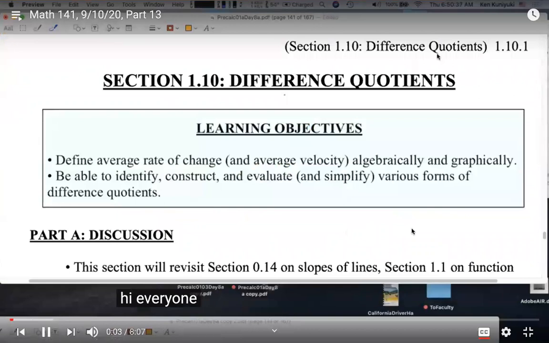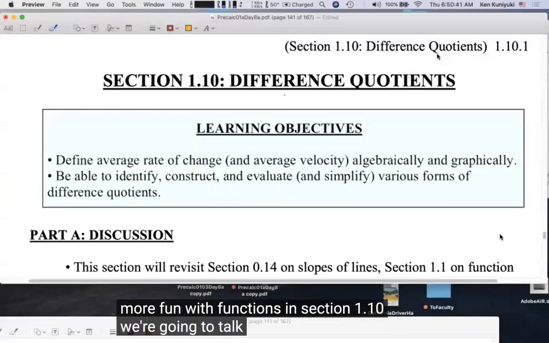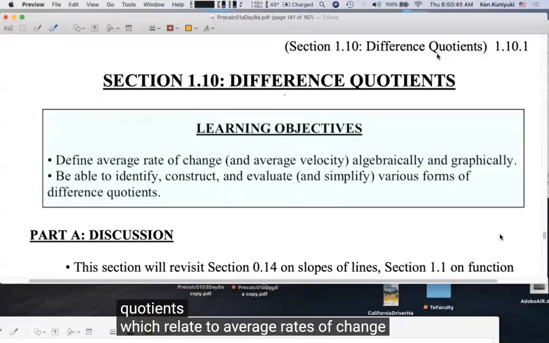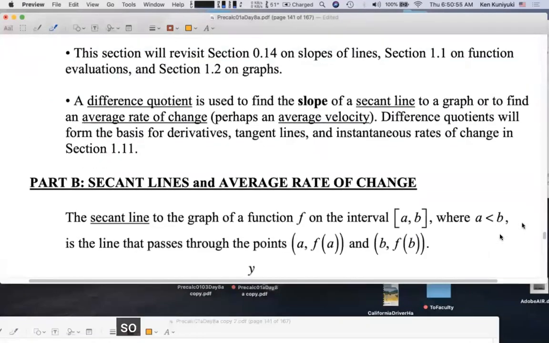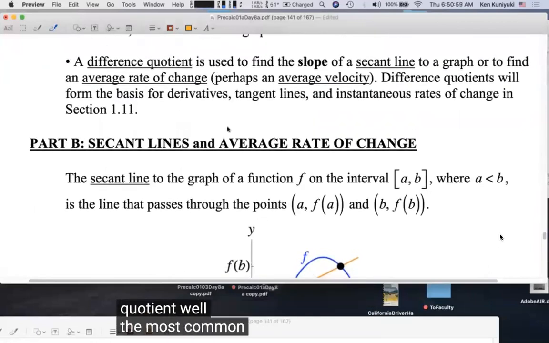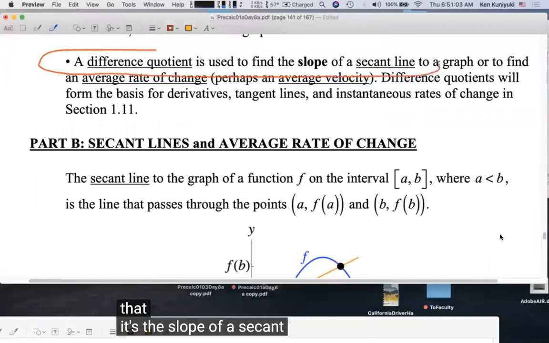Hi, everyone. More fun with functions. In section 1.10, we're going to talk about difference quotients, which relate to average rates of change. These ideas will relate directly to section 1.11 on derivatives, which is a key topic in calculus. So what is an example of a difference quotient? Well, the most common geometric application is that it's the slope of a secant line.